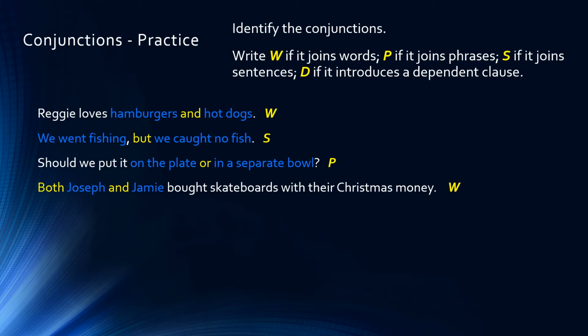In this sentence, we see the conjunction both and. And when we look at both and, we're looking at a conjunction that is tying two things together. And in this sentence, it happens to be two persons, Joseph and Jamie. Both Joseph and Jamie bought skateboards with their Christmas money. So this conjunction, both and, is combining two words, joining two words, Joseph and Jamie.